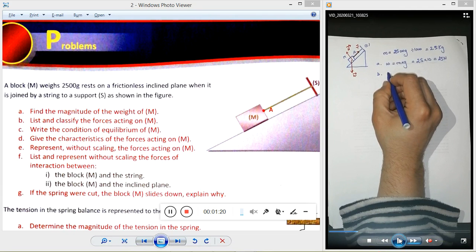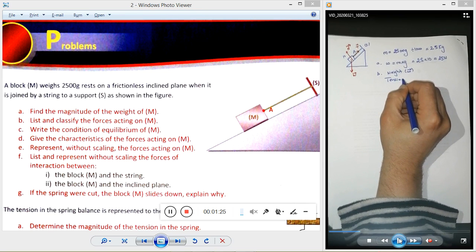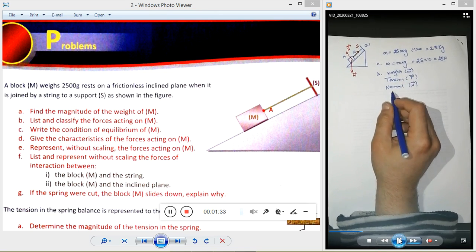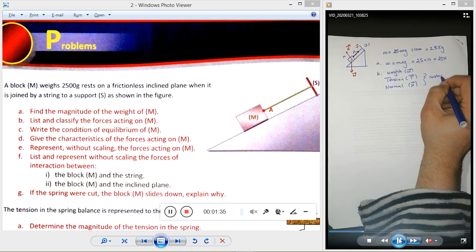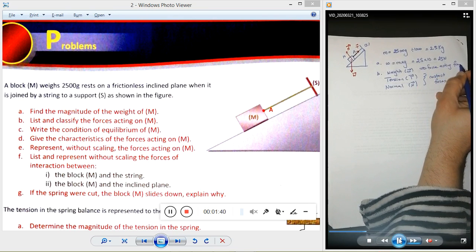List and classify the forces acting on M. The forces are the weight. We say that the weight W, this is like the legend of the figure, tension T vector, and the normal N vector. Okay, the classification, tension and normal are contact forces, while the weight is a force acting from distance.